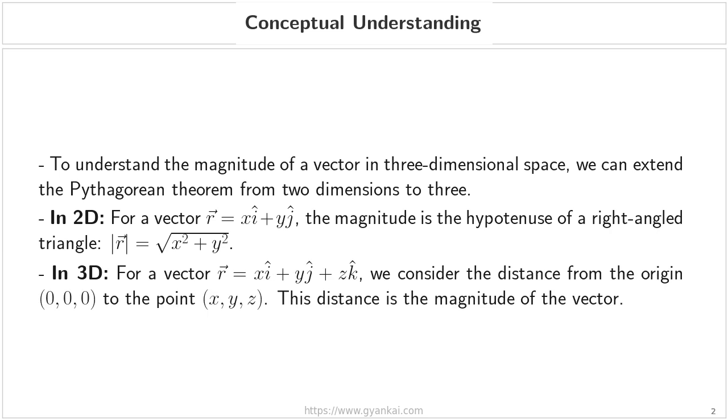Now, moving into the 3-dimensional space we'll be focusing on today, we apply that same logic. For a vector r, which now includes a third component, written as xi plus yj plus zk, we are looking for the direct distance from the origin, which is the point 0, 0, 0 to the point x, y, z. Just as we did in 2D, we are calculating the straight line distance through space. This brings us directly to the general formula we are about to derive in the next slide.